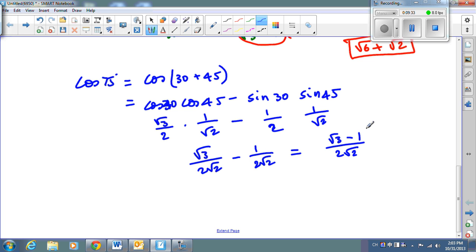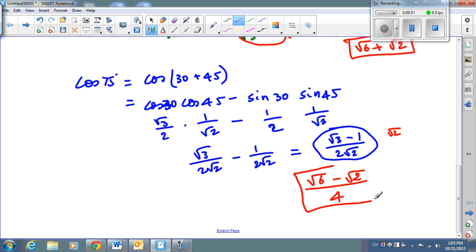Multiply the top. By the way, this is an answer, but I can always go further. Multiply the top and bottom one by square root of 2. That will give me square root of 6 minus square root of 2 divided by 4. This is also another answer. This is fancy and this is not fancy. You pick what you want. Once again, I recommend you use this. That's the best answer to my knowledge. This is just me.